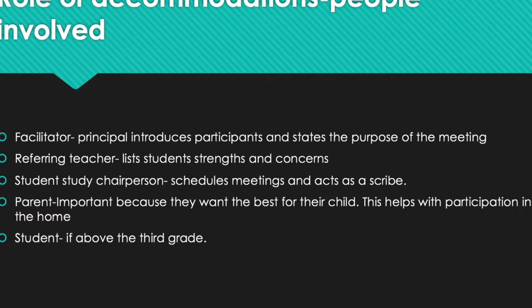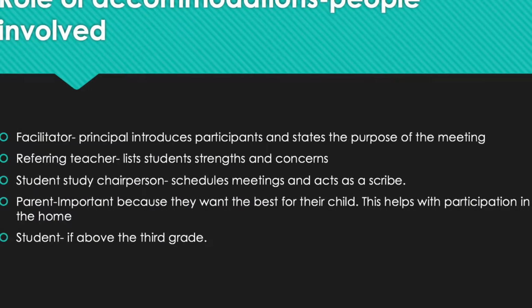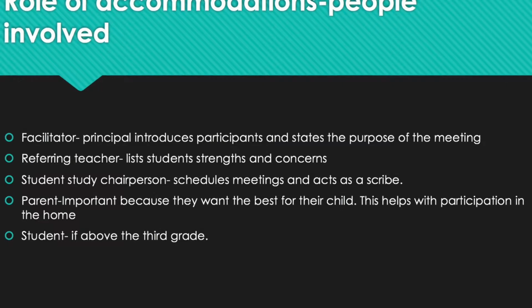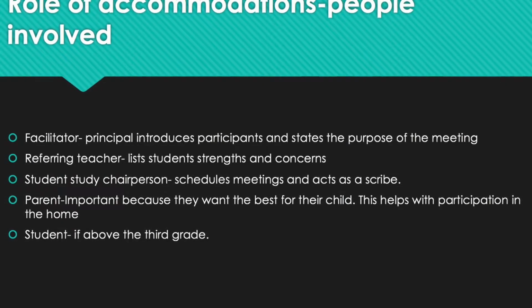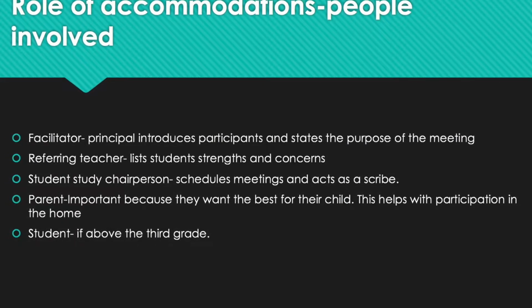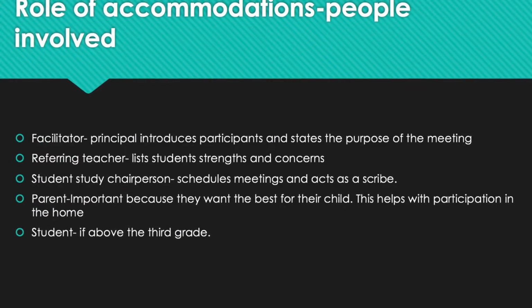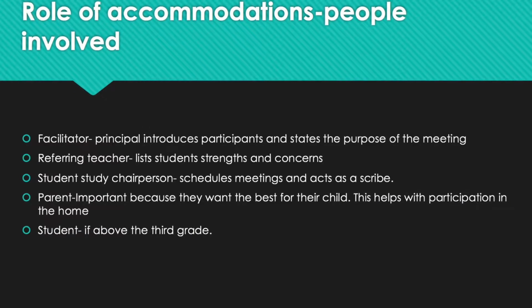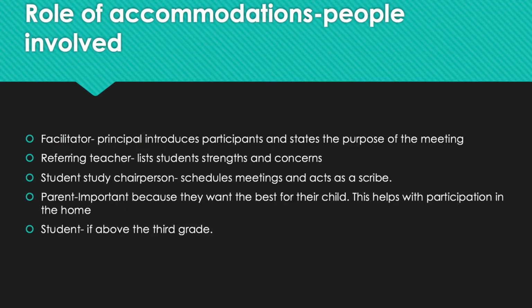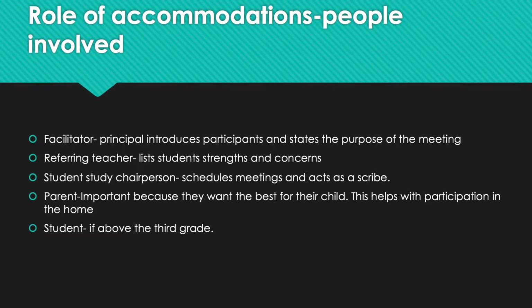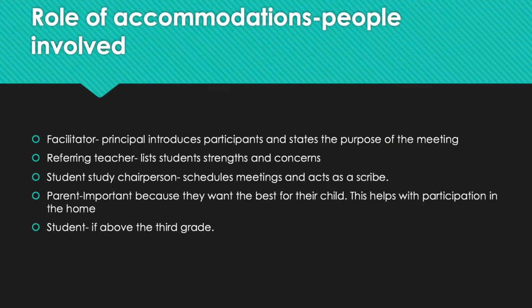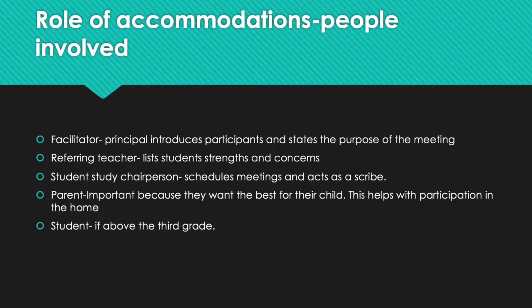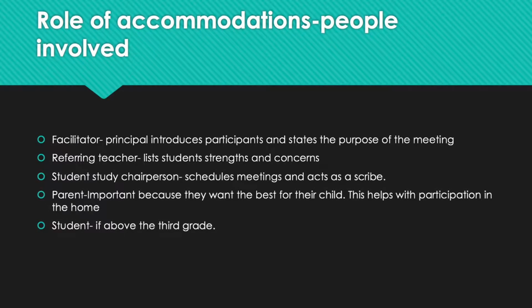The facilitator, the principal, introduces the participants and states the purpose of the meeting. The referring teacher lists the student's strengths and concerns, starting with strengths and ending with concerns. The student study chairperson schedules meetings and acts as a scribe. The parent is important because they want the best for the child. This helps with participation in the home. The student should be involved in the meeting if above the third grade level.